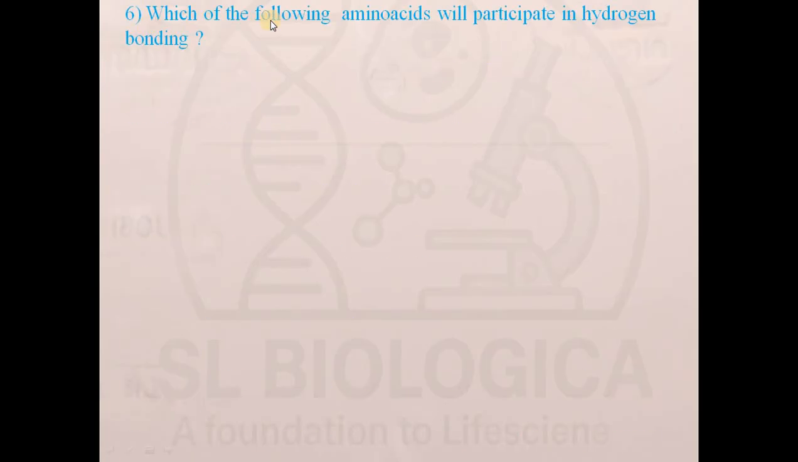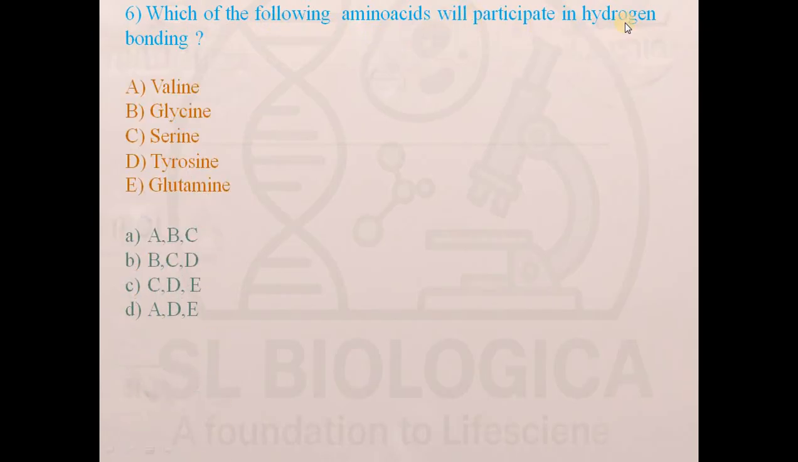Next question. Which of the following amino acids will participate in hydrogen bonding? Options: A, valine; B, glycine; C, serine; D, tyrosine; E, glutamine. So here we have combinations of amino acids. Option A consists of A, B, C; B, B, C, D; C, C, D, E; D, A, D, E. We have to find out which amino acids will participate in hydrogen bonding.